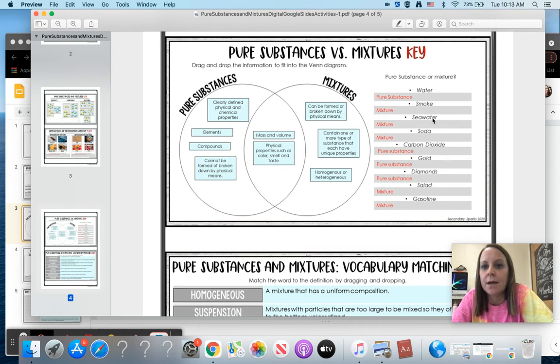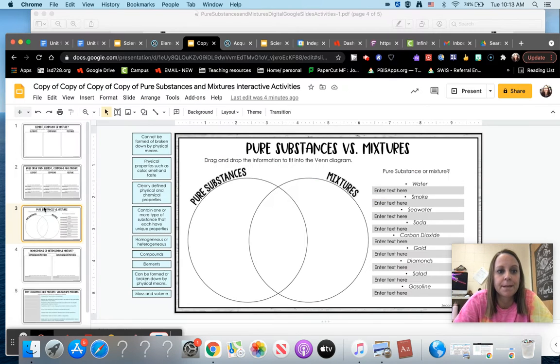Over here on the side, water is a pure substance. It's a type of compound. It's H2O. Smoke is a mixture. Seawater is a mixture, salt and water. Soda is a mixture. Carbon dioxide is a pure substance. It's a compound. Gold is a pure substance. It's an element. We can actually find gold right on the periodic table there. Diamonds are a pure substance. We can find that they're made out of carbon. Salad is a mixture, and gasoline is a mixture. So that was slide 3.